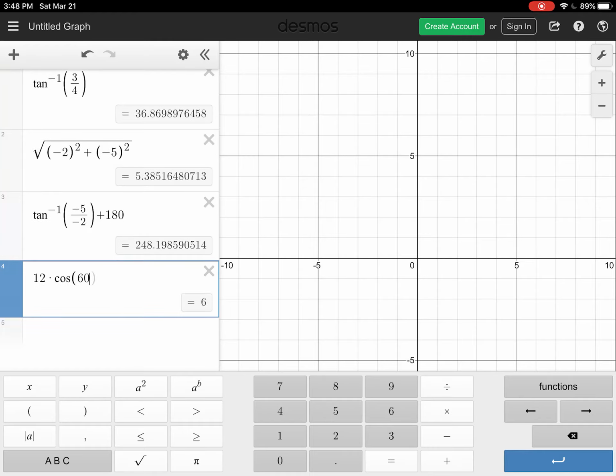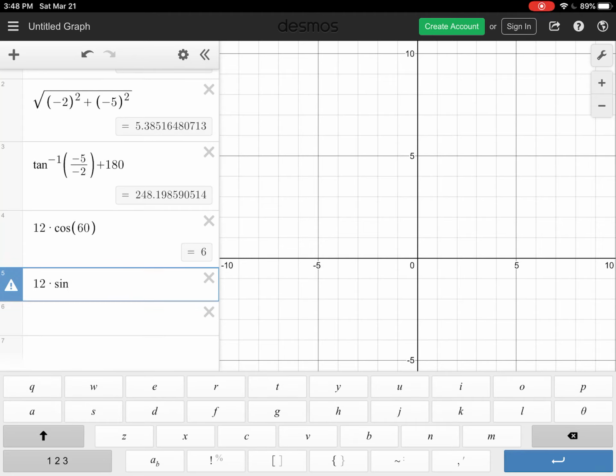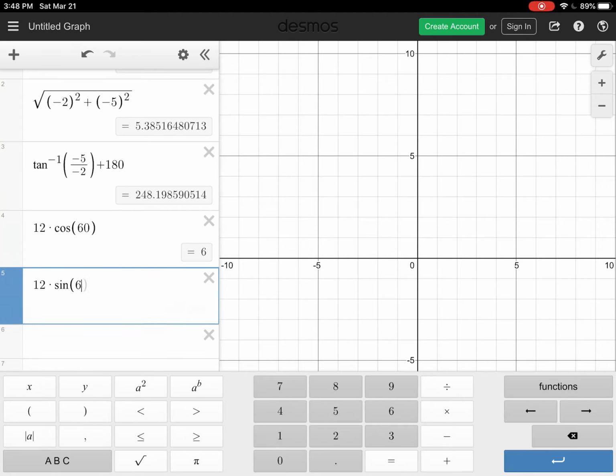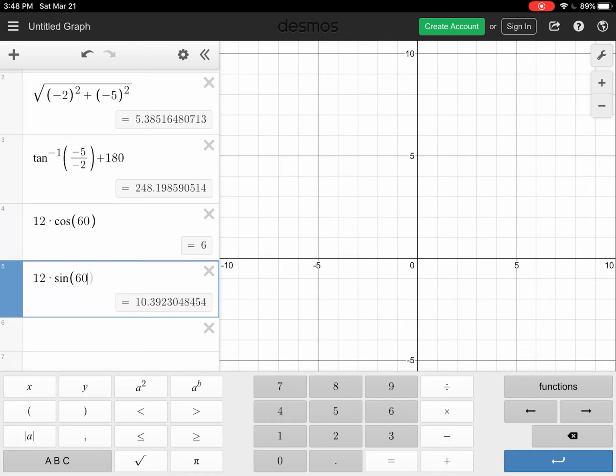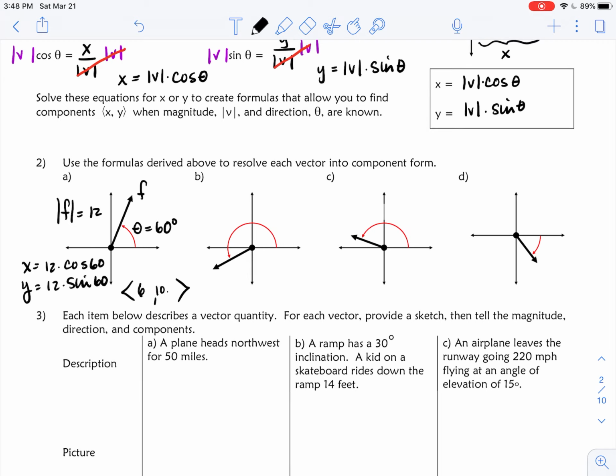Okay, here is my cosine, and there's my y component. So my x component is 6, my y component is about 10.4. What it's saying is that this vector from the tail to the tip moves 6 units horizontally and about 10.4 units vertically. Let's try this again.